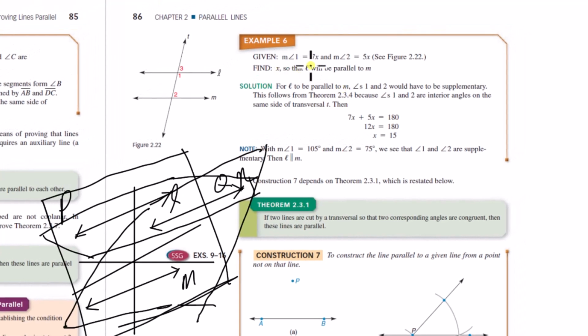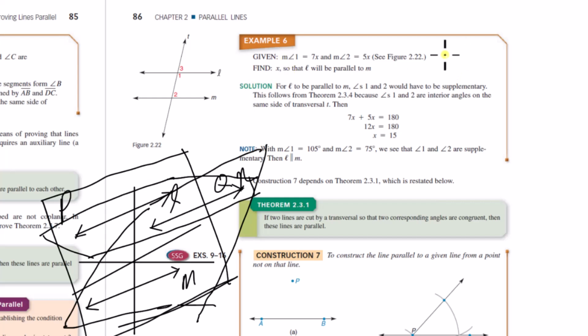All right, given that the measure of angle 1 is 7x and the measure of angle 2 is 5x, find x so that L will be parallel to M. Well, for those to be parallel, you need angle 3 to be congruent to angle 2 as corresponding angles. So angle 3 is going to be 180 minus angle 1.